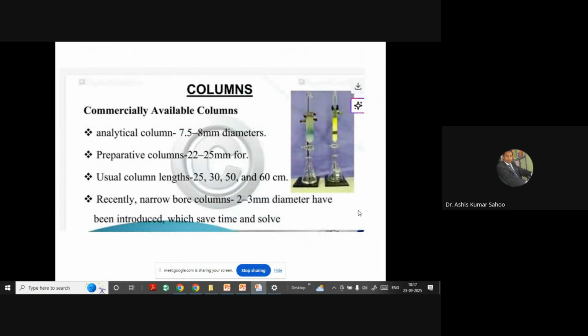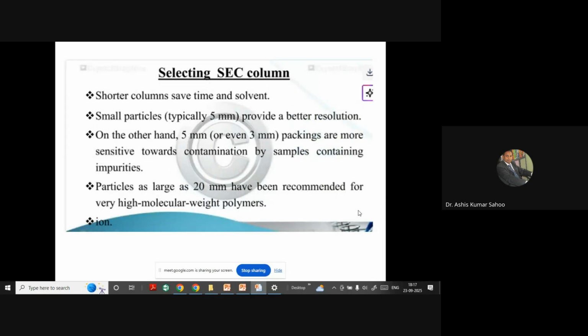So what are the columns used? We use analytical columns of 7.5 to 8 mm diameter, preparative columns of 22 to 25 mm diameter, with usual column lengths of 25, 30, 50, 60 centimeters, and narrow bore columns of 2 to 3 mm diameter. In selecting a single column, shorter columns save time and solvent. So we will take shorter columns, which will save your time and solvent.